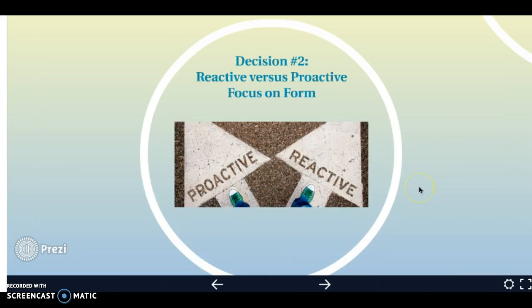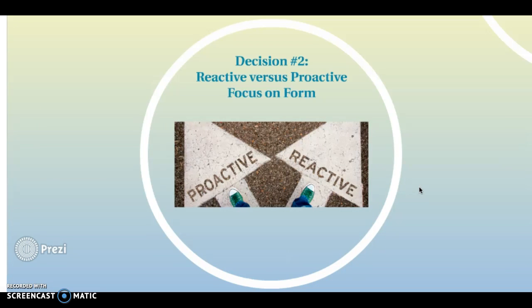Decision number 2, reactive versus proactive focus on form. Proactive means that the teacher plans that the focus on form will occur, while the teacher that has a reactive focus on form has to be ready to teach whatever comes up of need on the spot. This puts a high requirement on the teacher to be able to be on demand. There has been little research or classroom studies on effectiveness of completely unplanned instructional intervention.